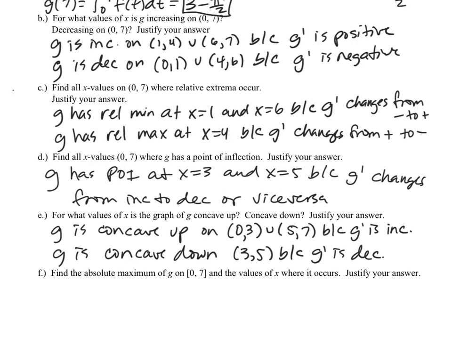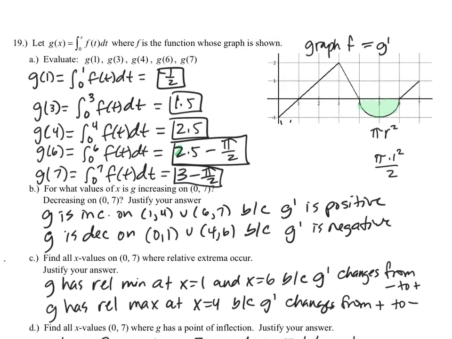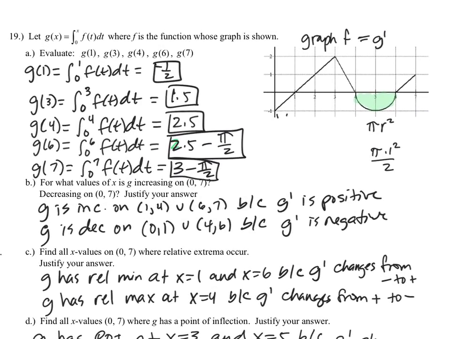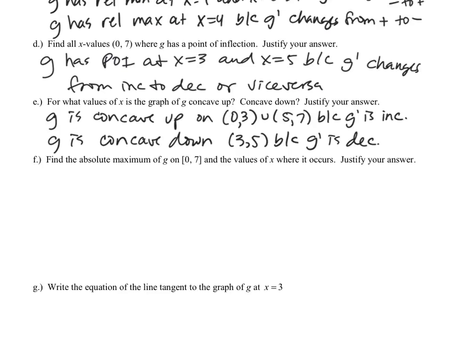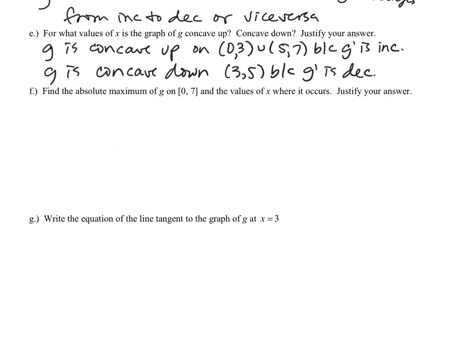Critical points would be where g has a max or a min. So as you're looking at the graph of g prime, that would be wherever we have zeros. So our candidates for our candidates test are going to be the endpoints 0 and 7, and then 1 and 4 and 6, because those are where we have critical numbers. All right, so let's make our table for our candidates test. So we'll have x and then g of x. Okay, so what are our candidates again?